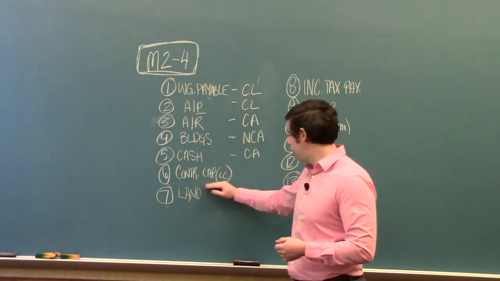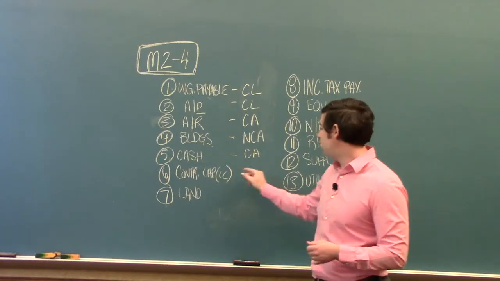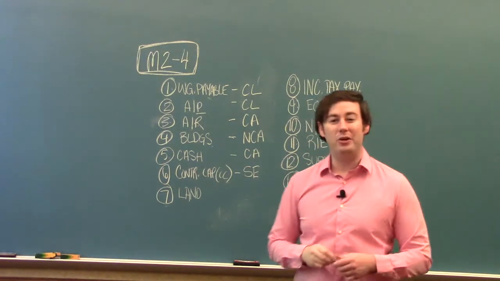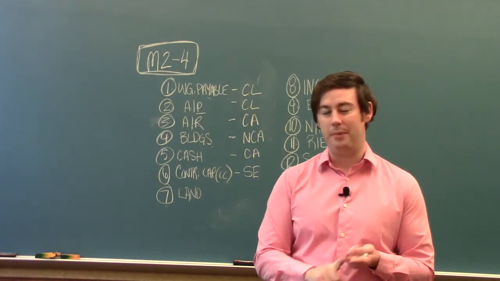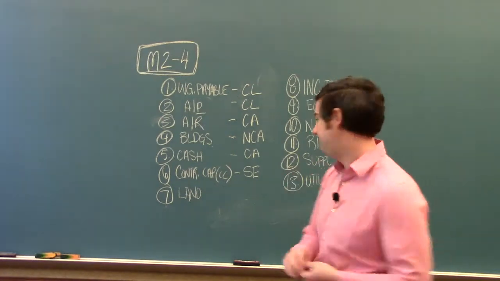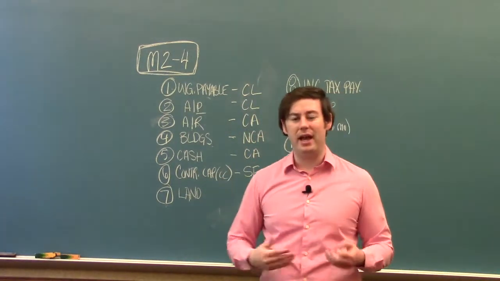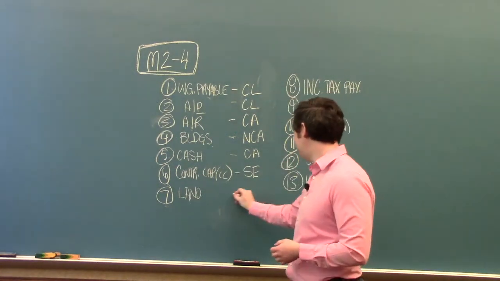I'll be abbreviating contributed capital going forward as CC, okay? Contributed capital, this is stockholders' equity. Remember that stockholders' equity is made up of two things, retained earnings and contributed capital, and this is one of the two, okay? Contributed capital we get from financing a business, i.e. selling stock, okay?